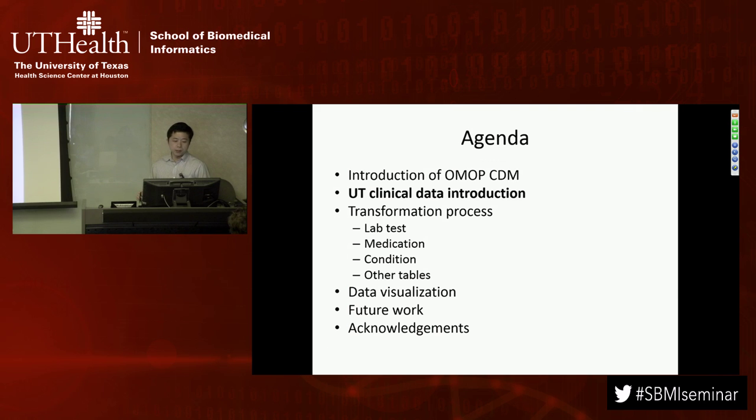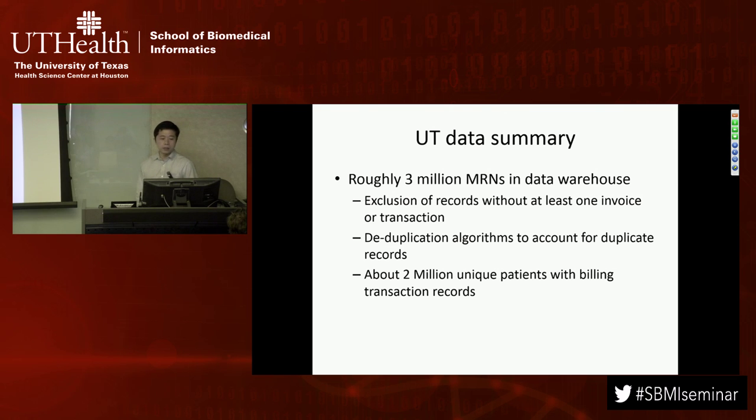Now I'm going to briefly introduce the UT clinical data. In the UT data, we roughly have 3 million MRNs in the data warehouse. But we need to exclude the records without at least one invoice transaction. That means those records without any invoice transaction are mostly not real records. And we also used some deduplication algorithm to remove duplicate records. As a result, we have 2 million unique patients with billing transaction records.